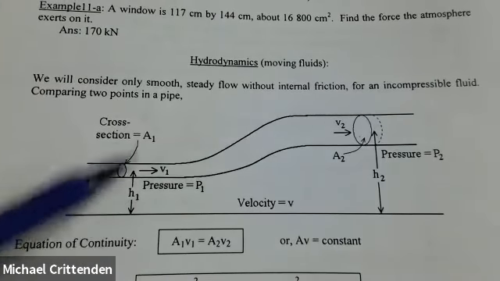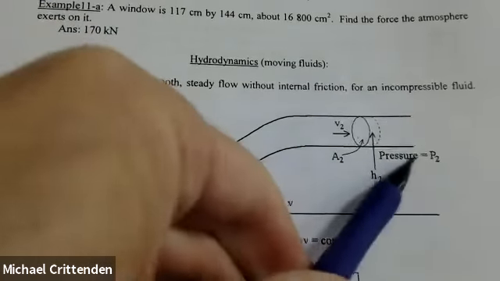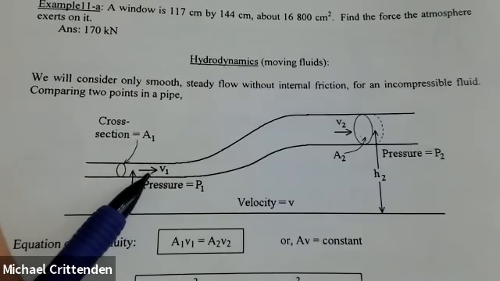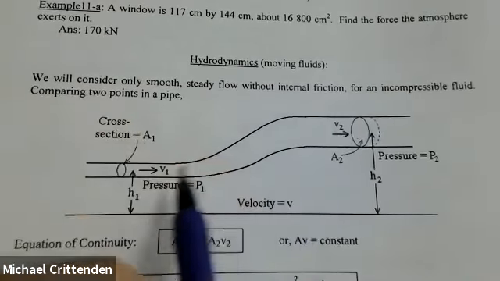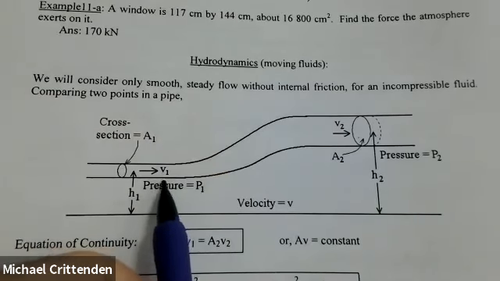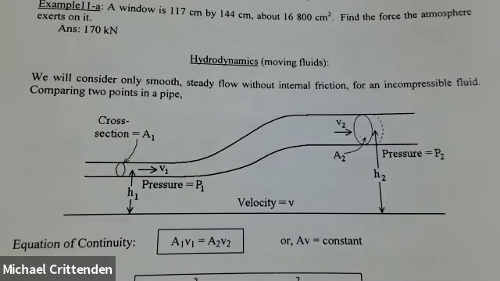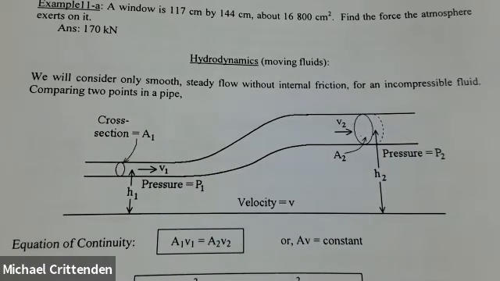cross-sectional area. And the 2 points might differ in pressure, P1 and P2. They might differ in how fast the fluid is moving. V here for velocity, V1 here, V2 there. Now, we are going to restrict ourselves to a special case, okay?